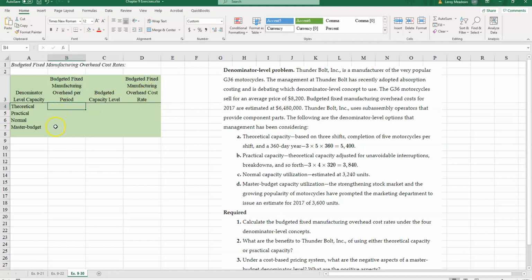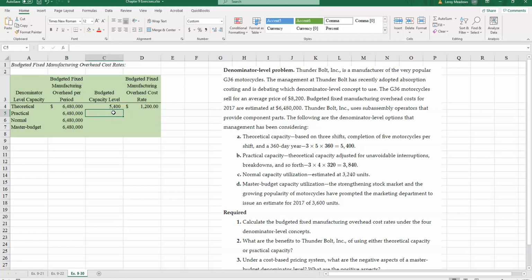So now let's compute the fixed manufacturing overhead cost rate. Under all four levels, I'm going to take my fixed manufacturing costs, and that's $6,480,000. And I can actually just copy that down here. Now, what's my budgeted capacity level? Well, under theoretical capacity, I figured that if I never shut down, never do anything, just run for 360 days a year, I can produce 5,400 motorcycles. So 5,400. So what's my cost rate then on a per unit basis? I simply take my fixed manufacturing costs, divide it by my capacity level at this level, and I will get $1,200 of overhead costs on a per unit basis.